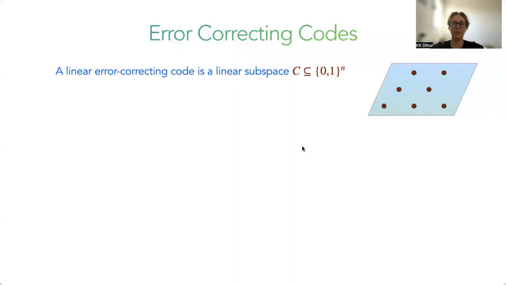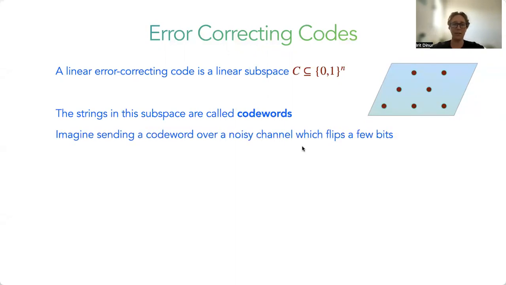Okay, so we're talking here about error-correcting codes, which are just linear subspaces of {0,1}^n. Could be over larger alphabets, but for today, let's focus on 0 and 1. So we have a linear subspace, and the property of an error-correcting code is that all the points in the subspace are far from each other in Hamming distance. The points, the strings, the elements in the subspace are called code words.